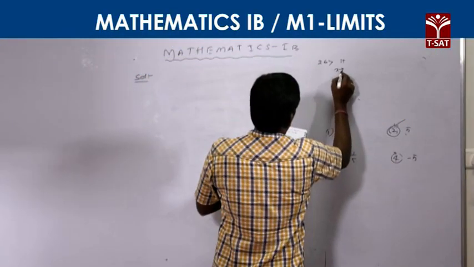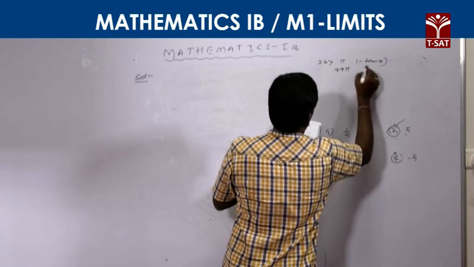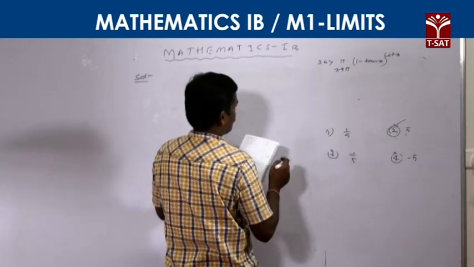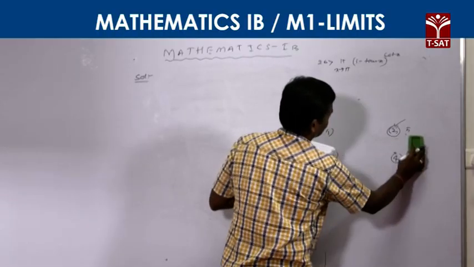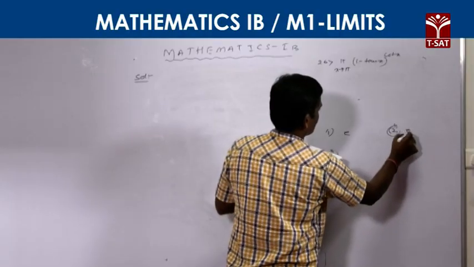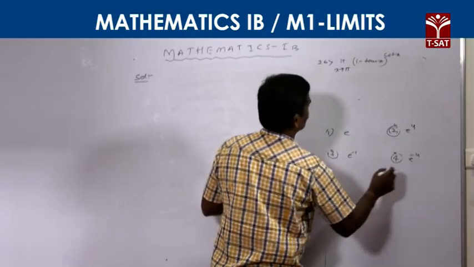Limit extends to pi, 1 minus tan x to the power cot x. So the options are e power 4, e power minus 1, e power minus 4.